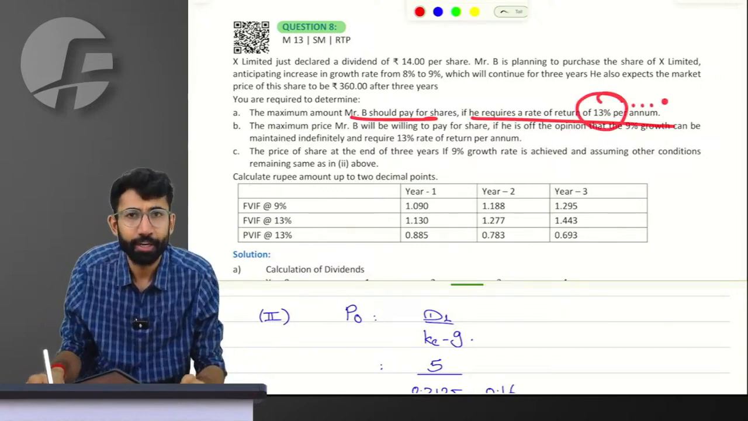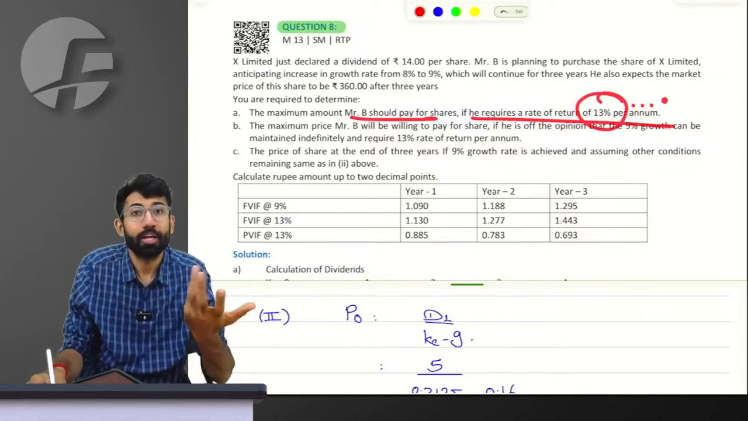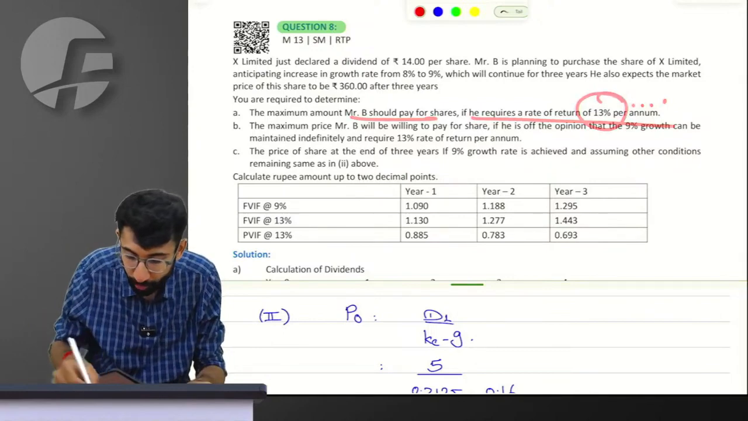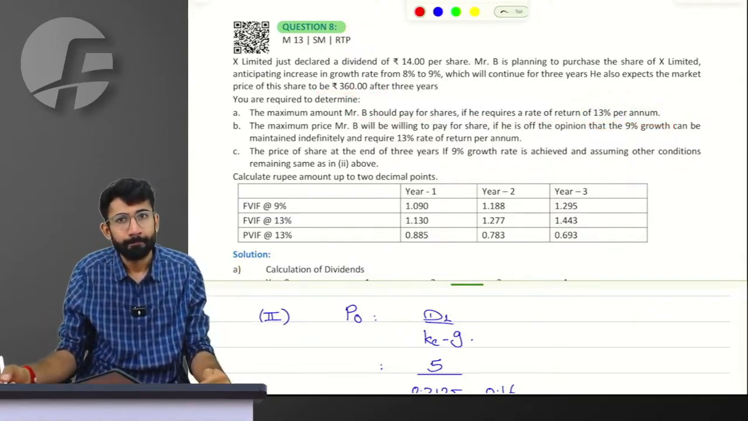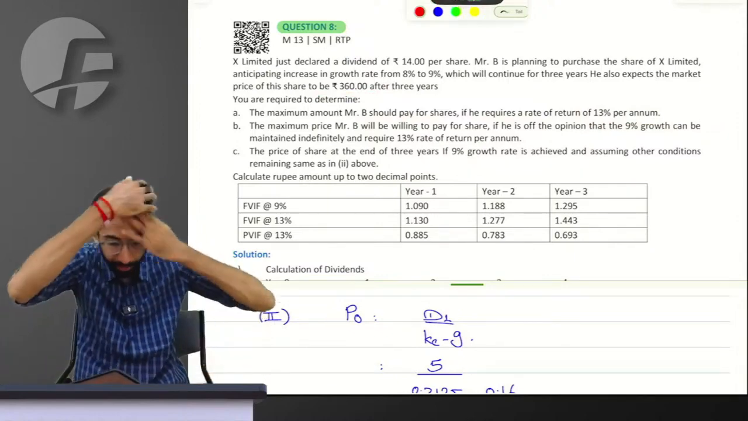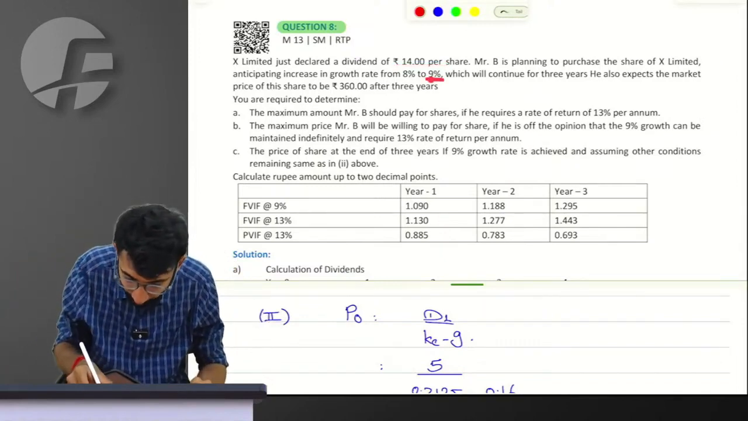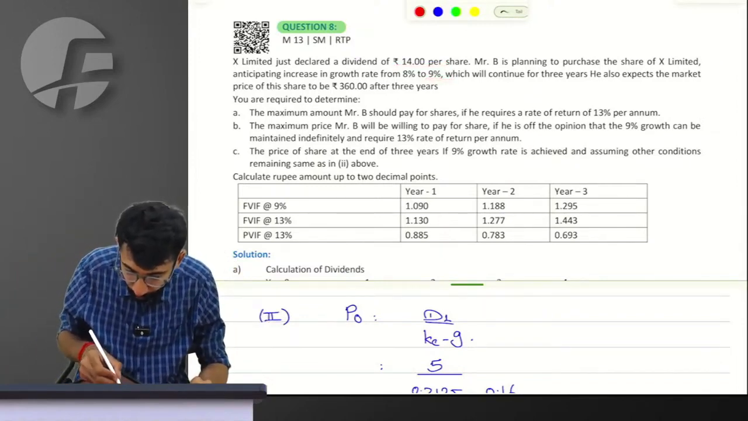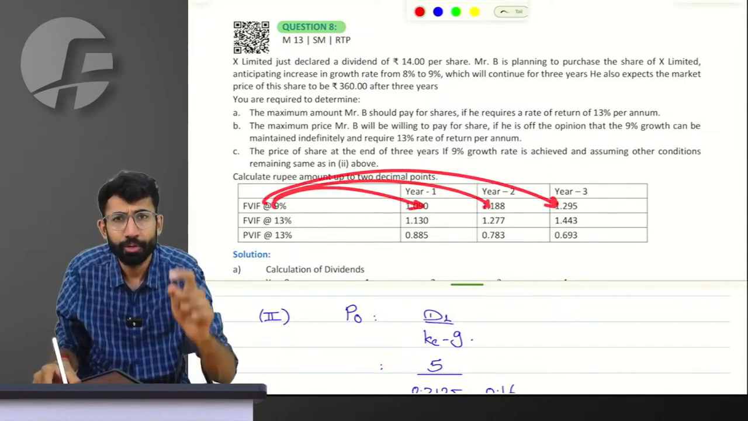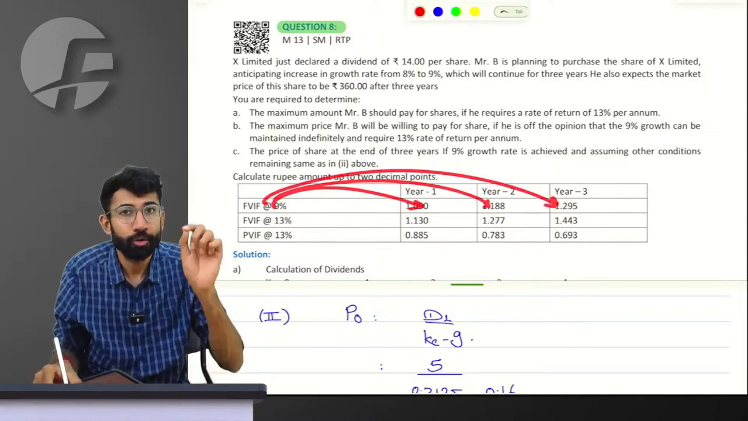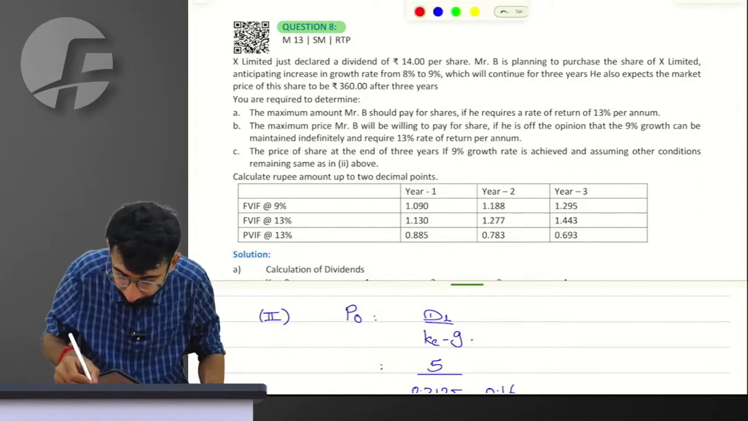So if I need a required rate of 13%, which means I will discount my cash flows at the rate of 13%. What are my future cash flows? Sir, my future cash flows are dividends of 3 years and the price of 360. Use your calculator. Sir, what is the dividend? They have just declared 14 rupees. What is the growth rate? 9%. What are the future value factors given at the rate of 9%? These are the factors given. Let me tell you, if the examiner gives you factors, you should never use the factors that you calculate. Clearly follow what they have given.